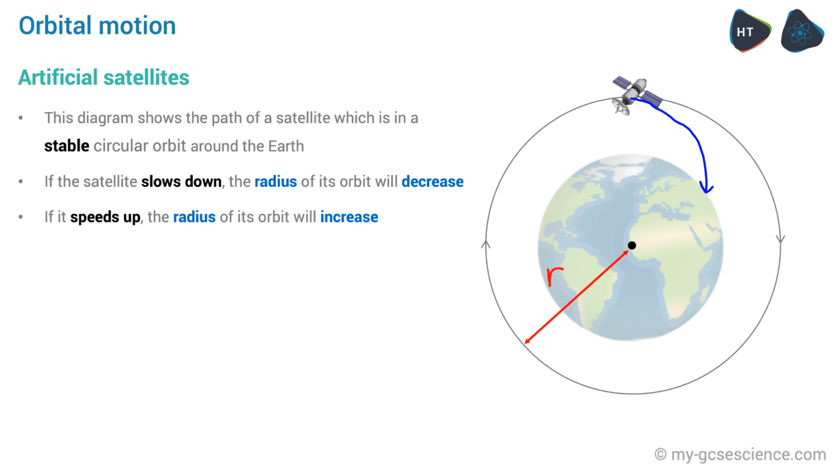If the speed of the satellite suddenly increased, the gravitational force acting on it wouldn't be strong enough to keep it within its current orbit, and its orbital radius would increase. If its speed became too high, it could travel right off into outer space.